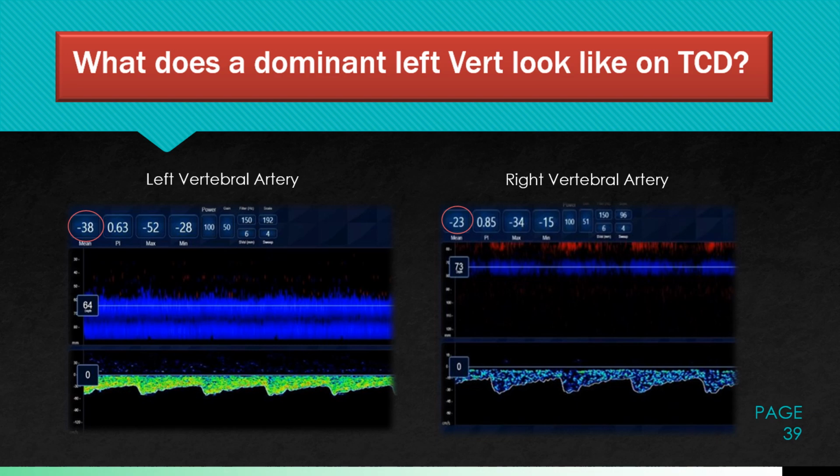Now here is what a dominant left vertebral looks like on TCD. If you did a side-by-side comparison of a patient with a dominant left vertebral artery, you can see a strong signal on the left here. Your mean flow velocity is 38 centimeters per second compared to your right vertebral artery, which is 23. You can see the right is a weaker signal and you have less blue in the M mode. So this tells you it is a dominant left vertebral artery.